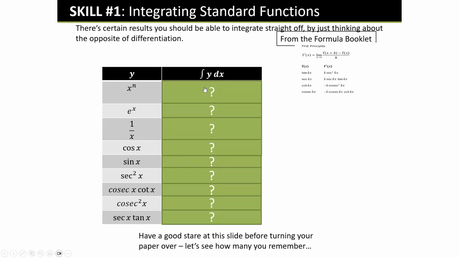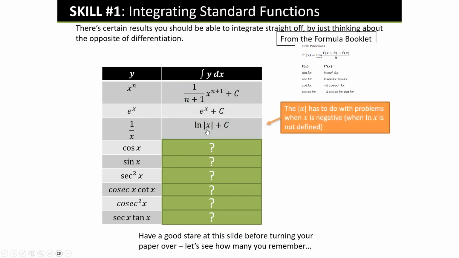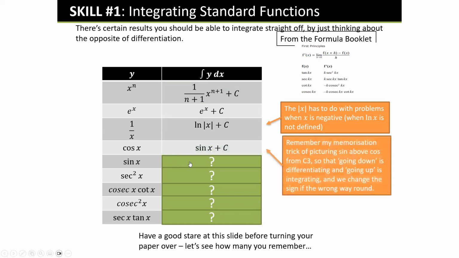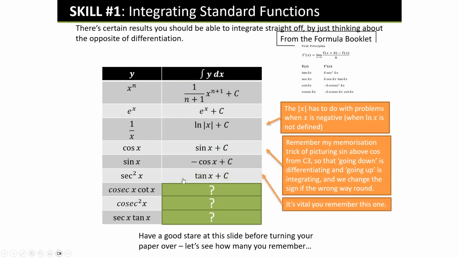Okay, so when we're integrating, we all should know we're adding 1 on and dividing by the new power. e to the x is going to integrate to itself. 1 over x integrates to ln x. Cos x: now sine differentiates to cos, so cos integrates to sine. Sine integrates to minus cos. Sec squared is going to go to tan because tan differentiates to sec squared.